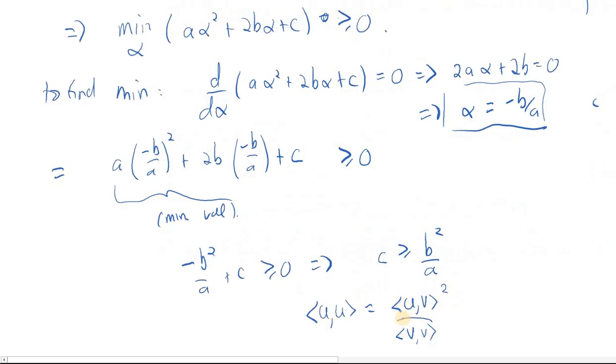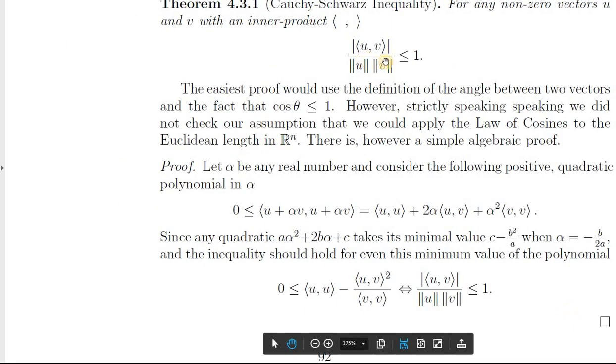Okay. All right. So we can divide both sides by UU, which we know is positive as long as U is not 0. So that means that 1 should be greater than or equal to, sorry, 1 is greater than or equal to UV squared over UU times VV. Pretty cool. You take the square root of this, and you get what's known as the Cauchy-Schwarz inequality, which was what we wanted to prove here.